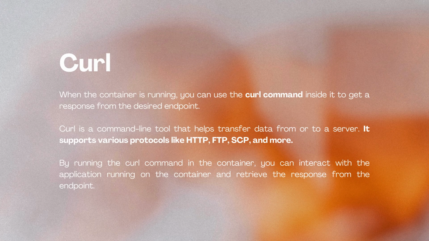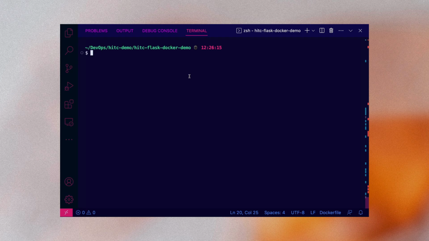When the container is running, you can use the curl command inside it to get a response from the desired endpoint. Curl is a really useful command line tool that helps us transfer data from or to a specific server. It supports various protocols such as HTTP, FTP, SCP, and so on. By running the curl command inside the container, you can interact with the application running on that container and retrieve the response from the endpoint, something like this.